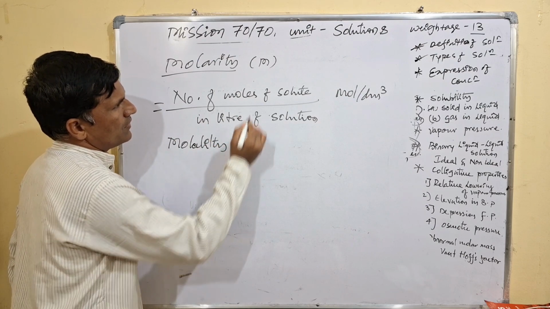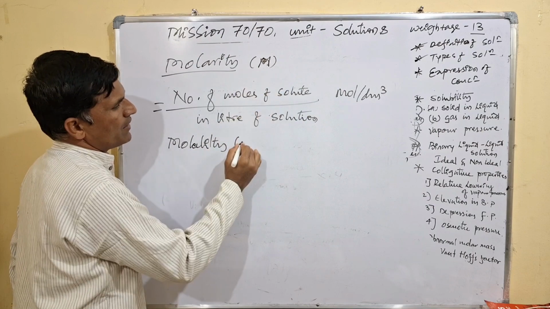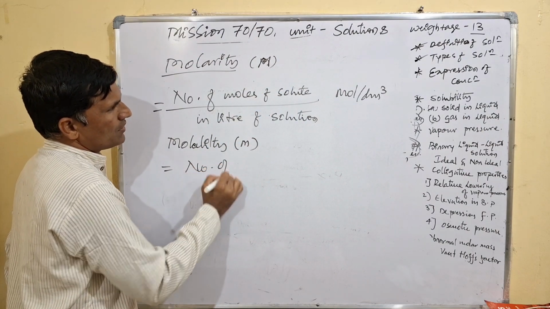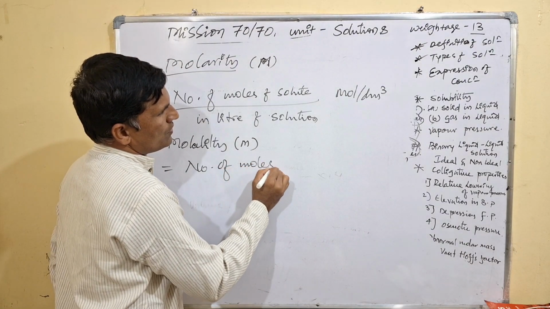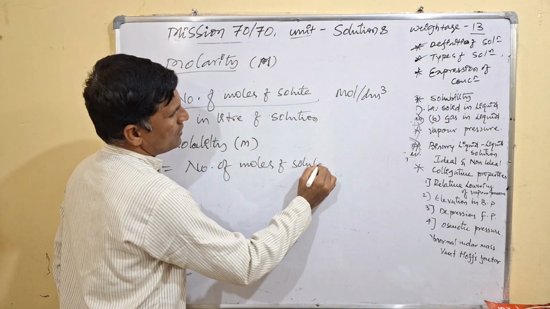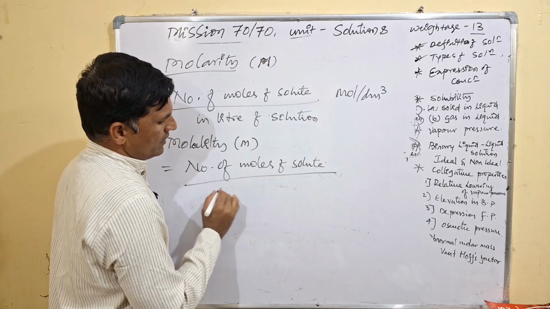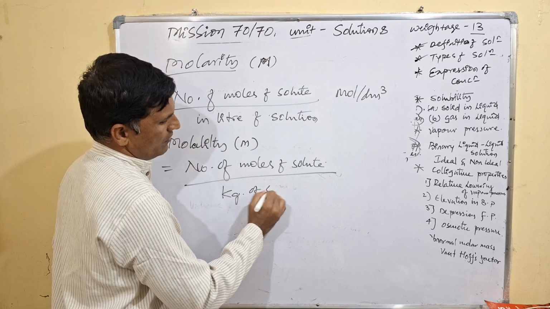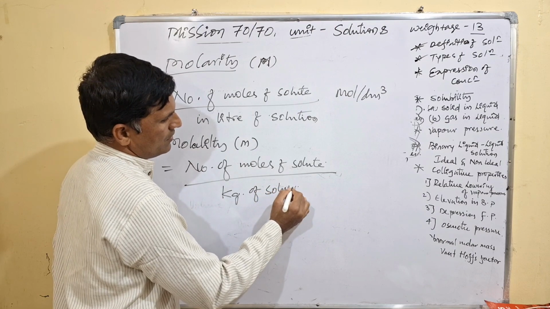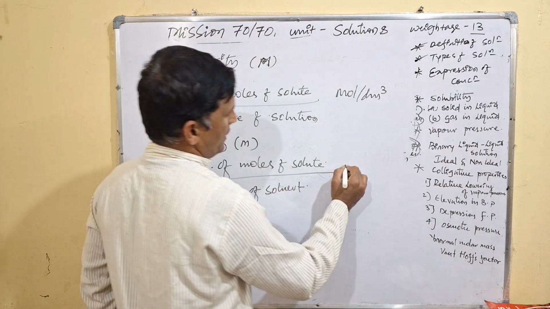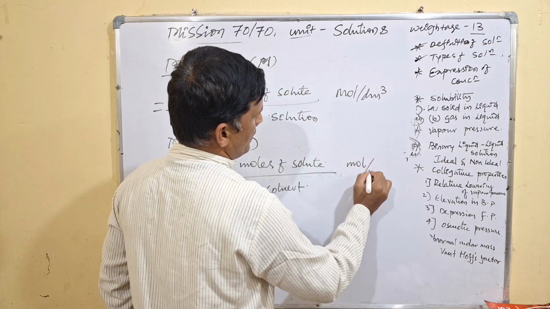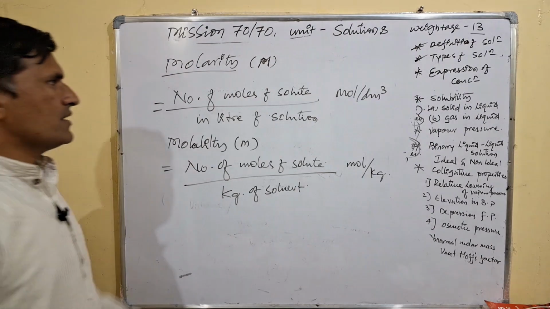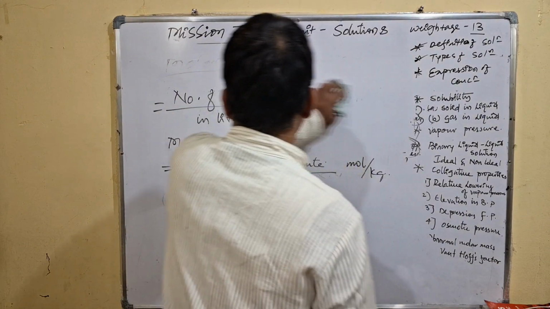Okay. So this we represent as capital M, and it is small m. The number of moles of solute divided by per kg of solvent, we express as mole per kg. So then it is called molality. Okay. Then next is mole fraction.